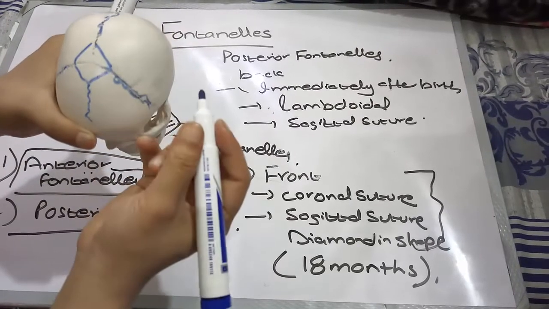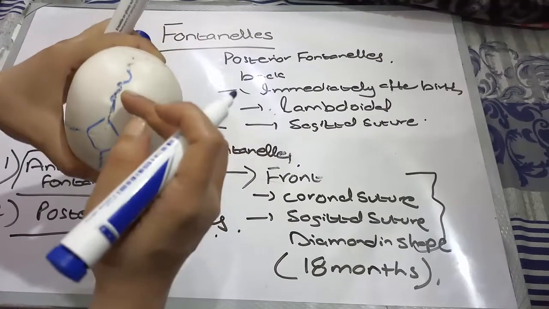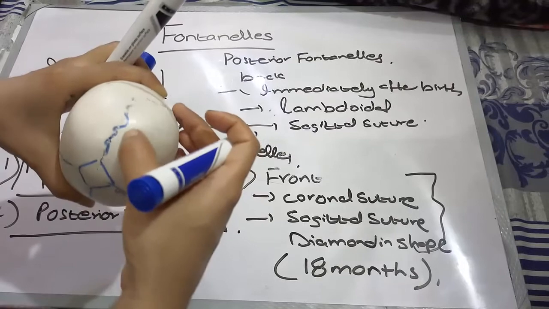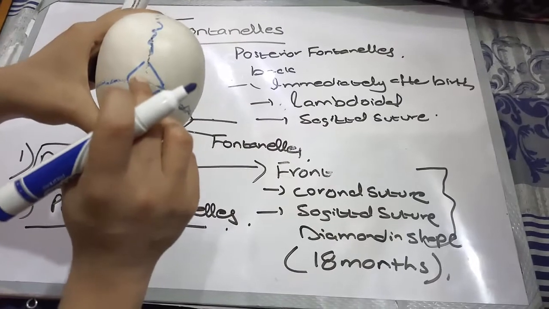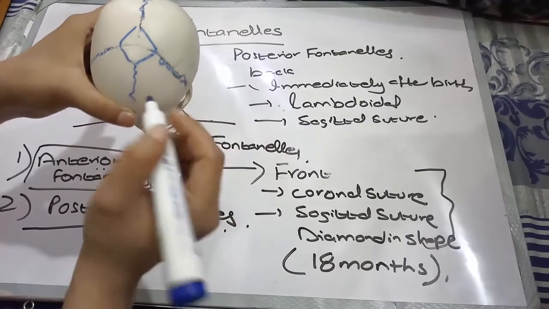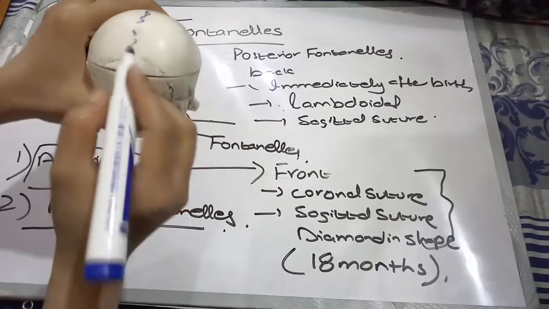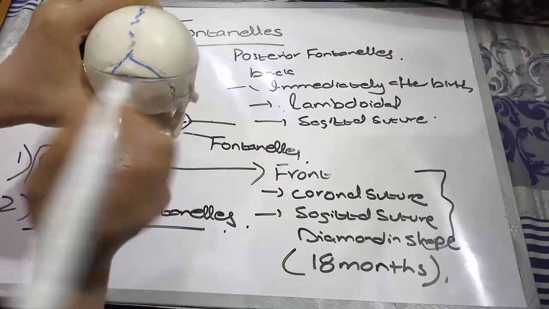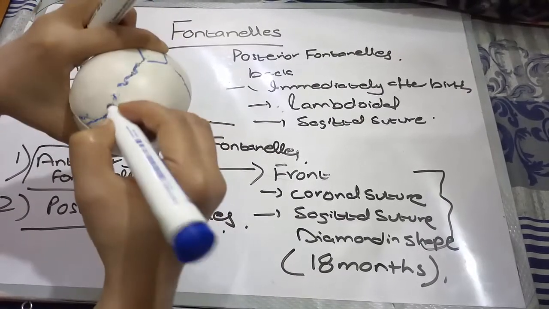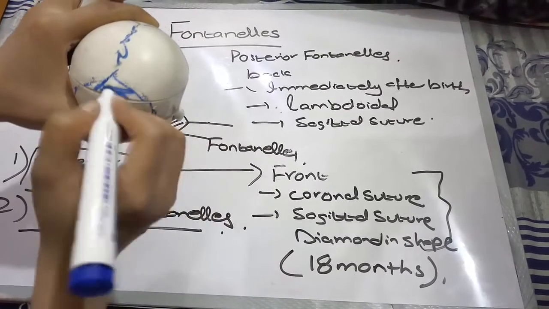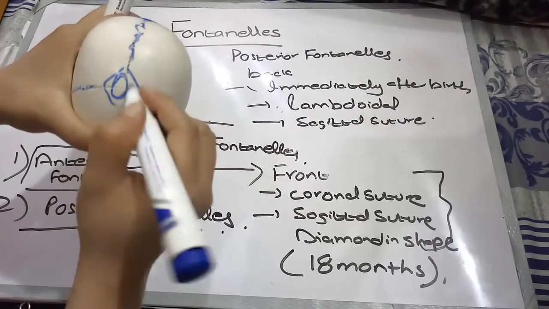So it is formed by the junction of four sutures: on two sides the coronal sutures, one frontal, and one posteriorly, the sagittal suture. So this anterior fontanelle is formed by the junction of four sutures: the frontal, two coronal and one sagittal. At the back lies the posterior fontanelle. This is formed by the junction of three sutures, two lambdoidal sutures on the sides and one sagittal suture. So this is called the posterior fontanelle, and this is called the anterior fontanelle.